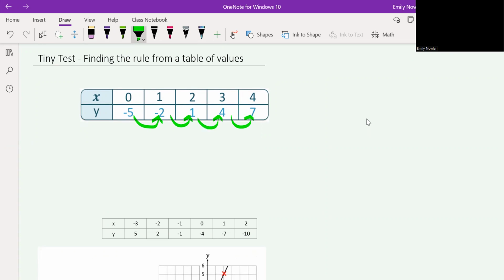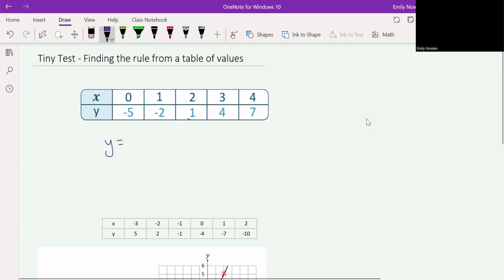So let's go from 1 to 4, we've added 3. From 4 to 7, we've added 3. Then we can go back and look at the other ones, minus 2 to 1. Yep, we're still adding 3. What this number tells us is the number in front of the x in the rule. So the rule starts off with 3 times the x, and now we have to work out what we're adding on the end.